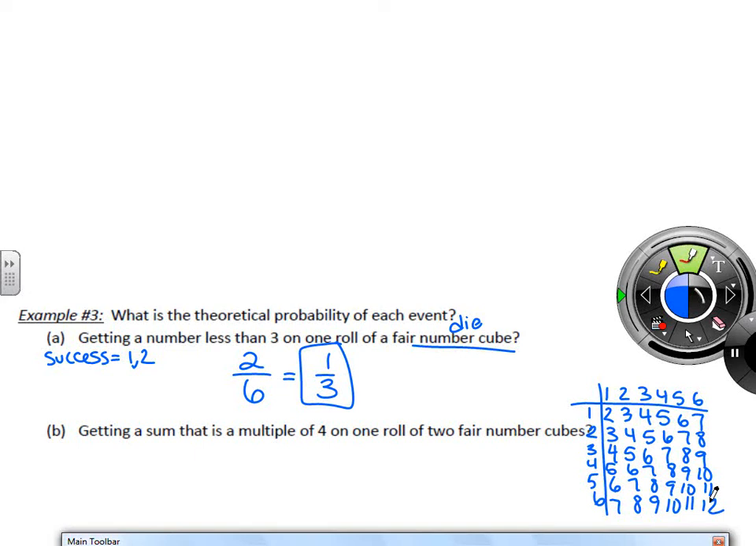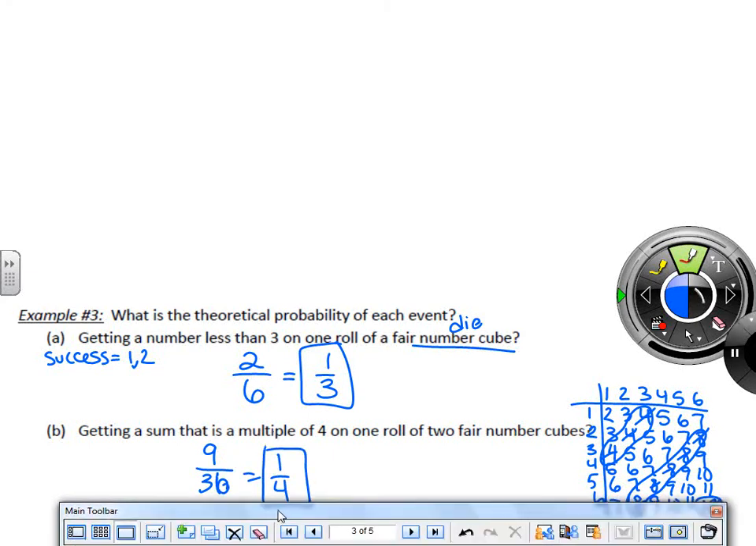Okay. So now to get the sum that is a multiple of 4, okay, that would mean all the 4s would count. Okay. 4 times 2 is 8, so all the 8s would count. And 4 times 3 is 12. So you see there are 1, 2, 3, 4, 5, 6, 7, 8, 9 different ways that outcome could happen. So 9 is the number of successes out of 36 possibilities total that we have filled into our chart, which reduces to 1/4 or 25%. Okay.